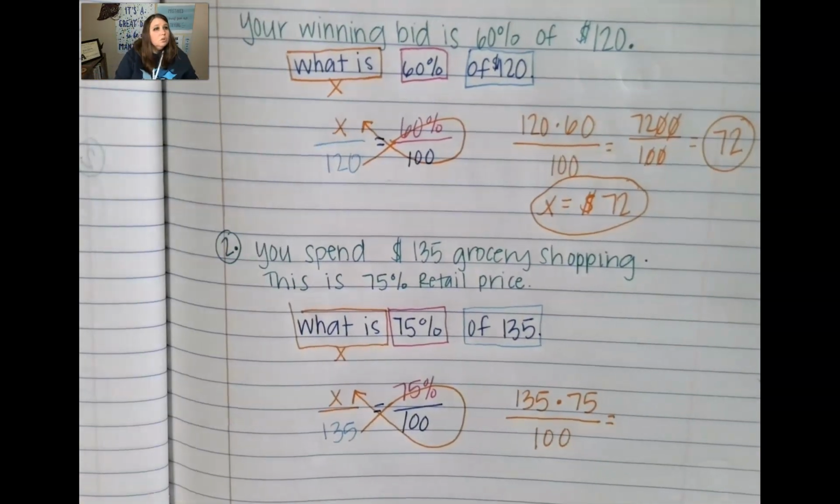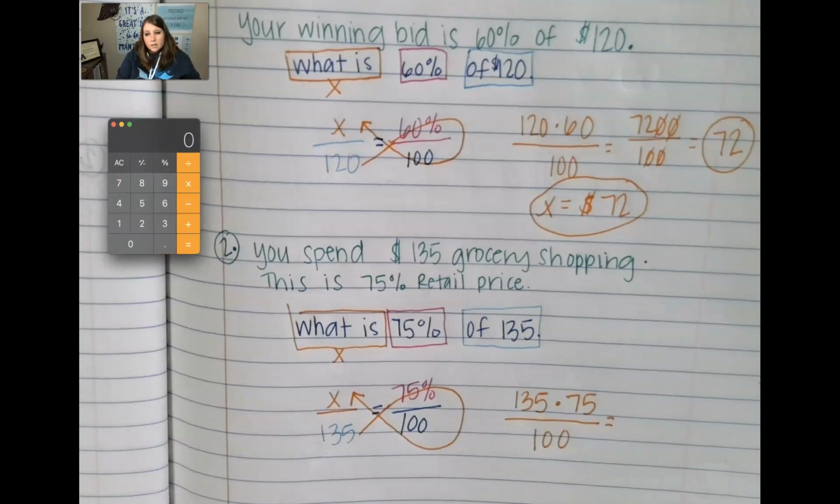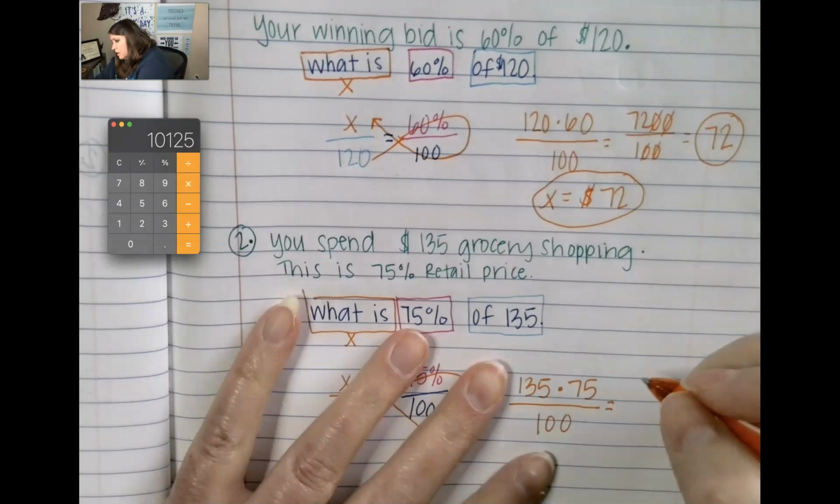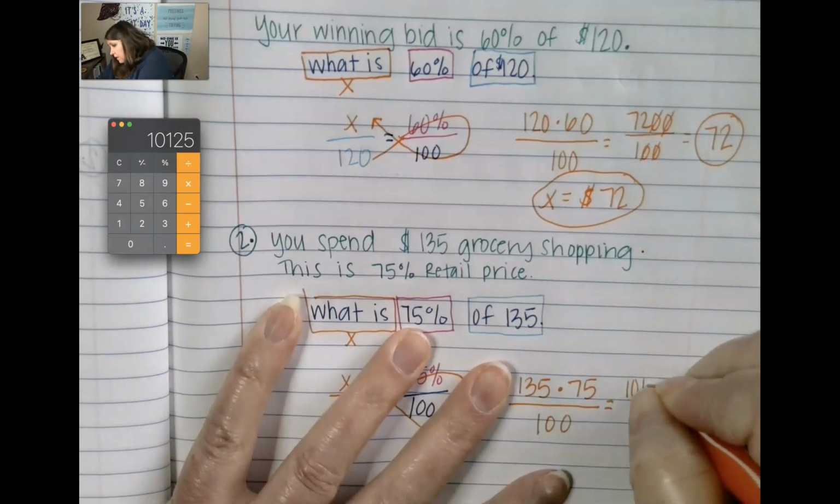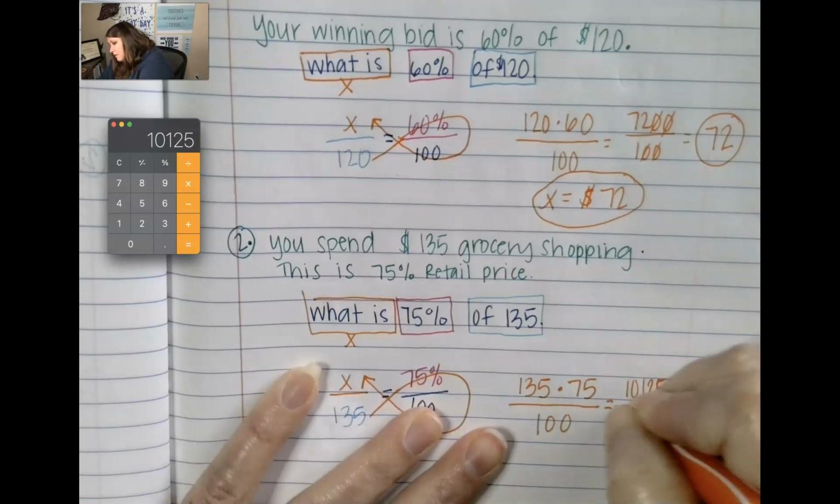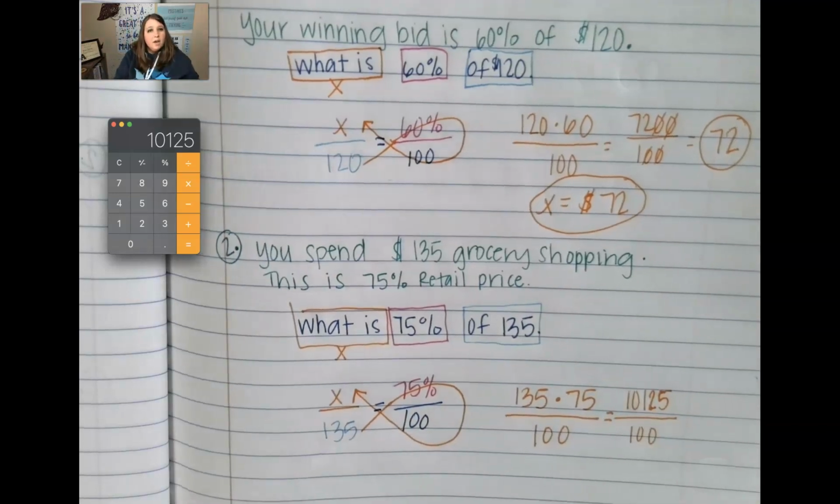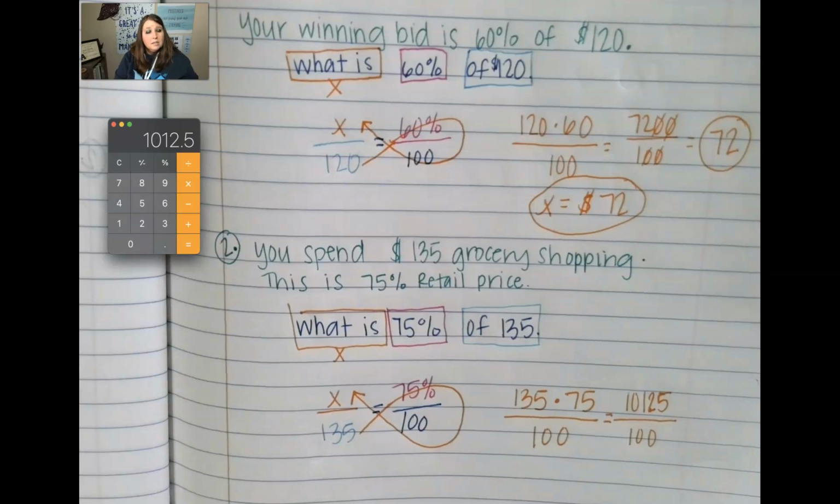Now we're ready to solve this problem. So here's my calculator. I'm going to do 135 times 75. And this gives us a really big number of $101. Oops, nope, $10,125 over 100. So now we're ready to divide. Divide by 100. This is going to move your decimal point twice.